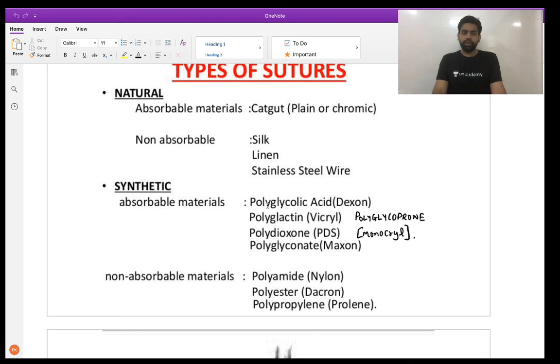Okay, right. Now let's talk about the synthetic sutures. Synthetic sutures can also be absorbable and non-absorbable. Now let's talk about the synthetic absorbable suture. Do you remember something about it? By what mechanism is it absorbed? Can you tell me, guys? Anybody? Synthetic absorbable suture.